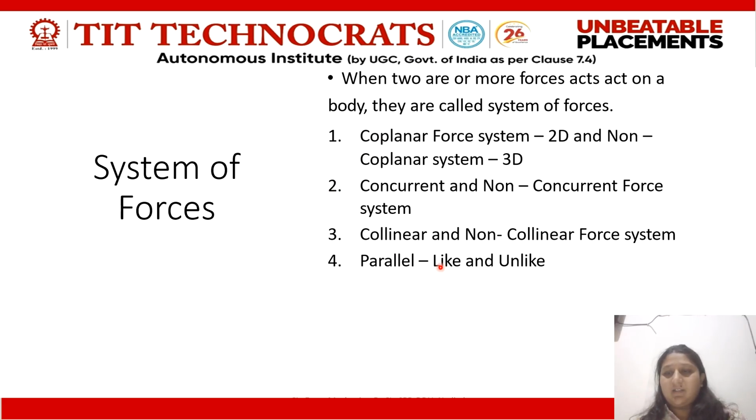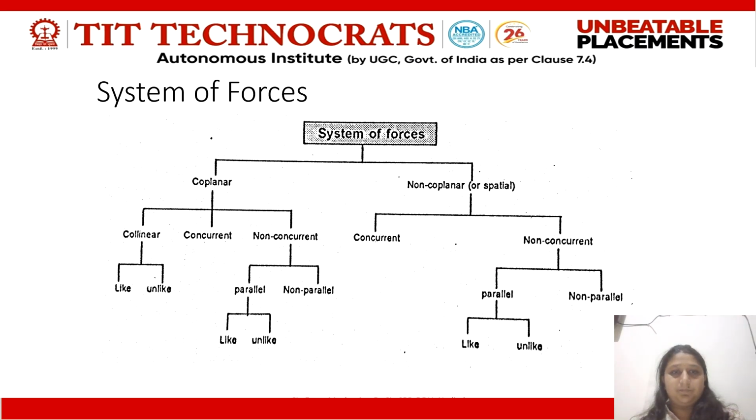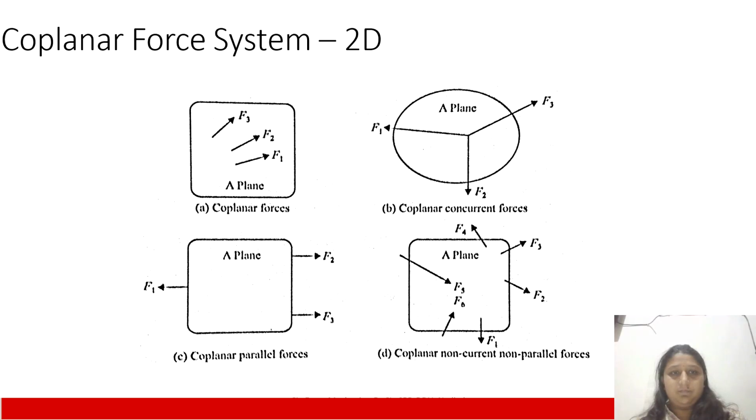There are basically four systems of forces which we are going to discuss today: coplanar force system, concurrent and non-concurrent force system, collinear and non-collinear force system, parallel, that is like and unlike force system. Here is the tabular representation of different types of systems of forces: coplanar and non-coplanar. In the coplanar, we have three variations, that is collinear, concurrent, non-concurrent, and in non-coplanar again concurrent and non-concurrent. We'll be discussing them from here onwards.